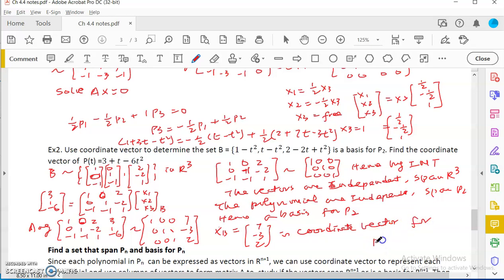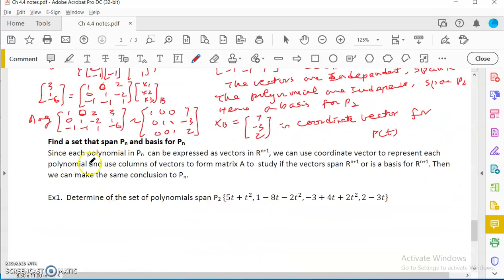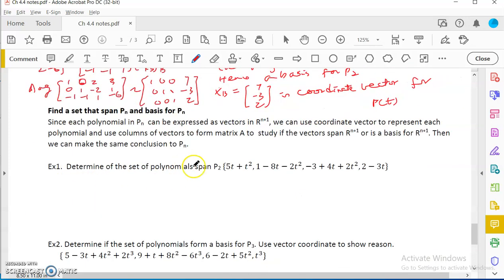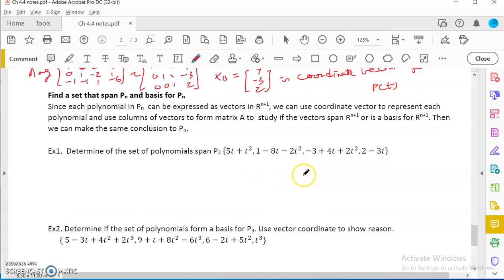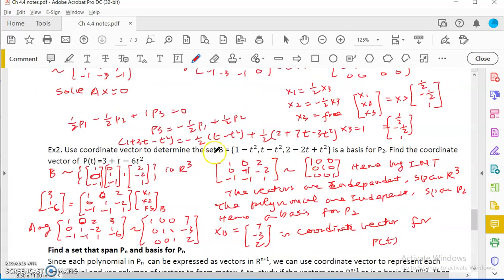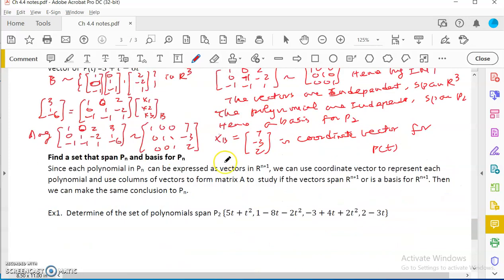For P of T. Okay, so the last things I want, so then we would have 2 more examples on polynomials. This is to find a set that spans Pn and a basis for Pn. So determine if this spans P2. I think it is similar to example 2, right?